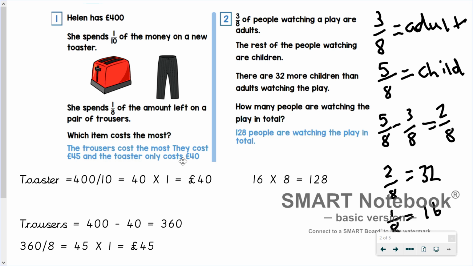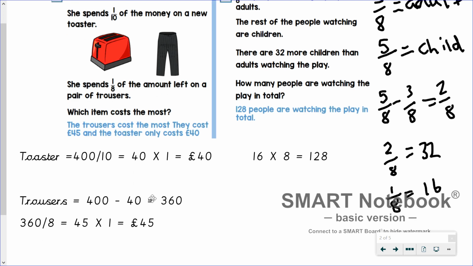Then we need to work out how much we've got left to take the 1/8 out of. So we had 400 and we spent 40. So 400 take 40 is 360. So we've got £360 now, and we spend 1/8 of that on a pair of trousers. So 360 divided by the denominator, which is 8. 360 divided by 8 is 45, times it by the numerator, which in this case is 1, makes £45.